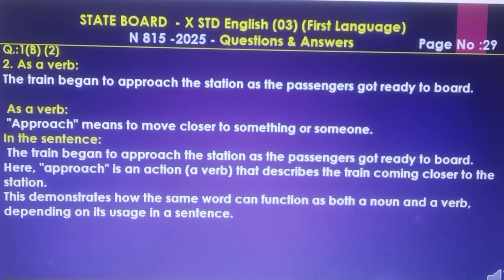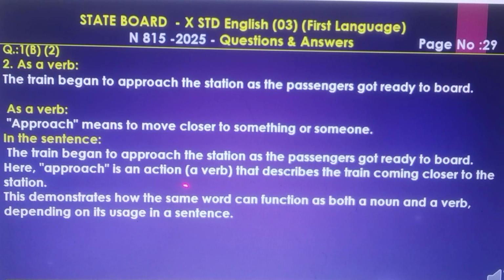And the second one, as a verb: the train began to approach the station as passengers got ready to board. As a verb, approach means to move closer to something or someone. In the sentence, the train began to approach the station as the passengers got ready to board.